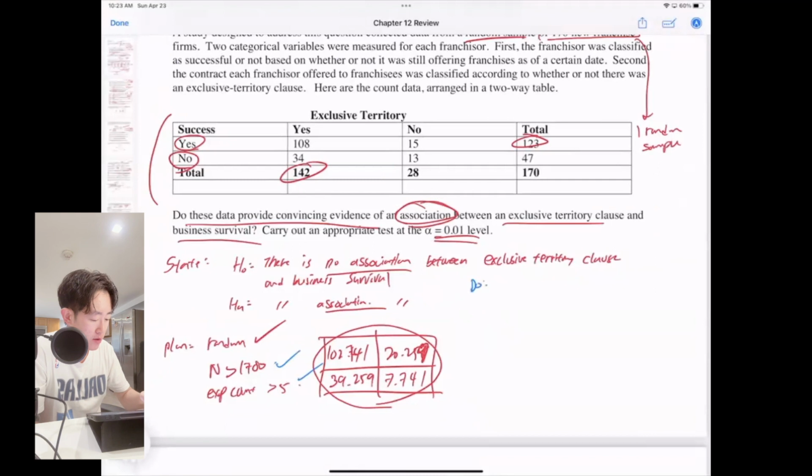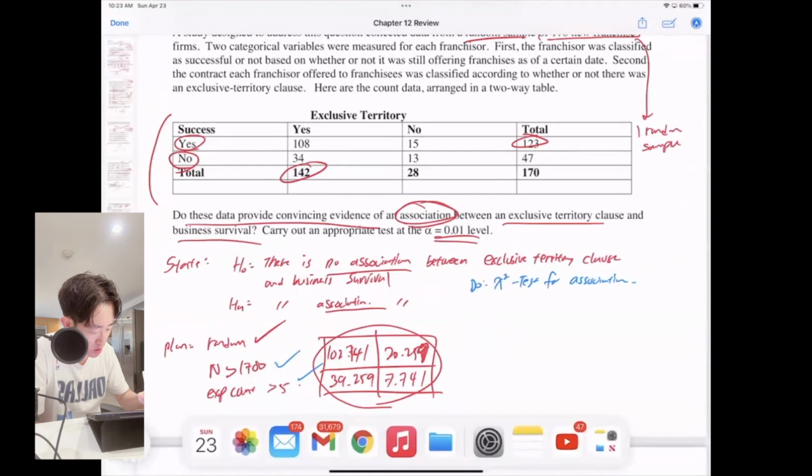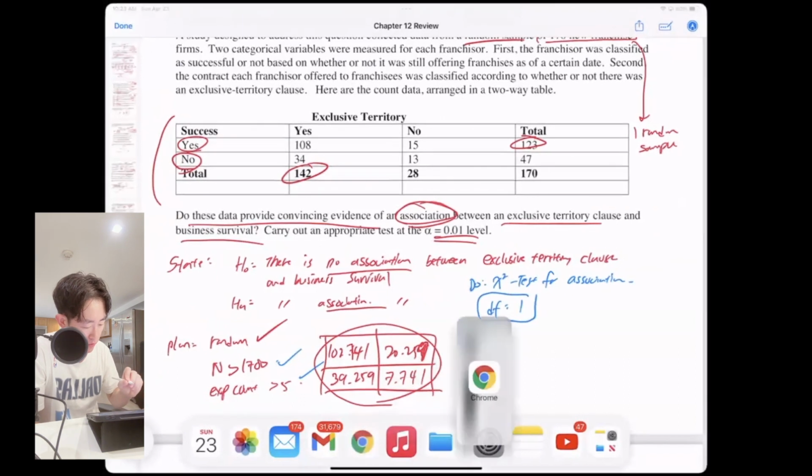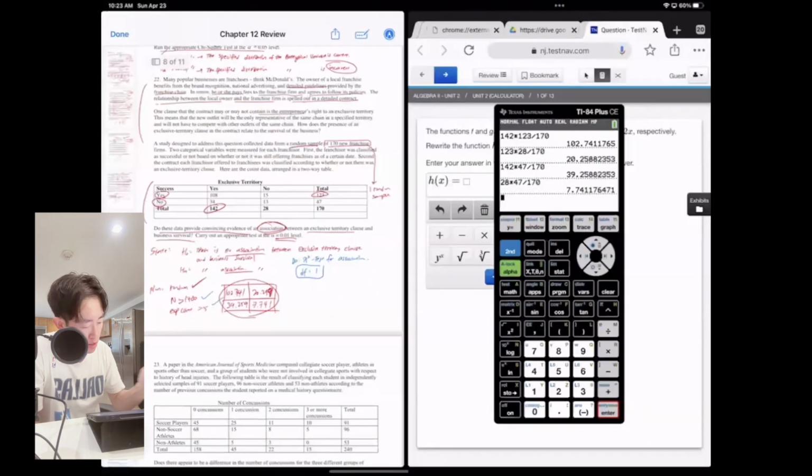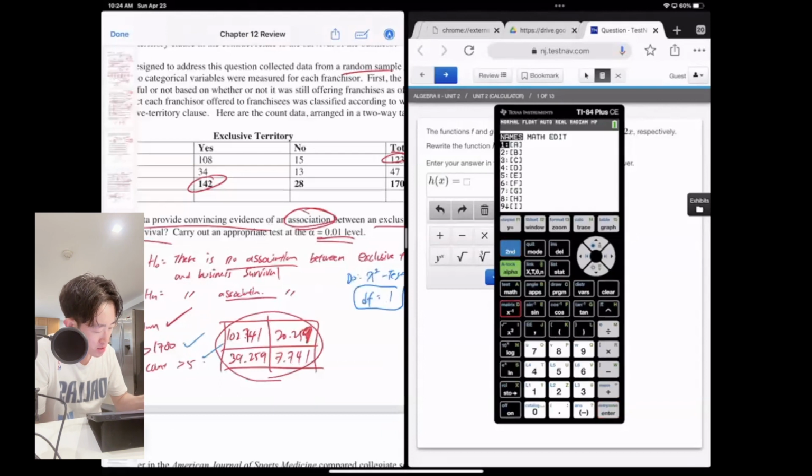Now we are constructing a chi-squared test for association, and the degrees of freedom here are going to be 2 minus 1 times 2 minus 1, so degrees of freedom is actually going to be 1, but we're going to verify that using our calculator. The best way to do it is go to the matrix, second x to the negative 1, edit, 2 by 2, 108, 15, 34, and 13.